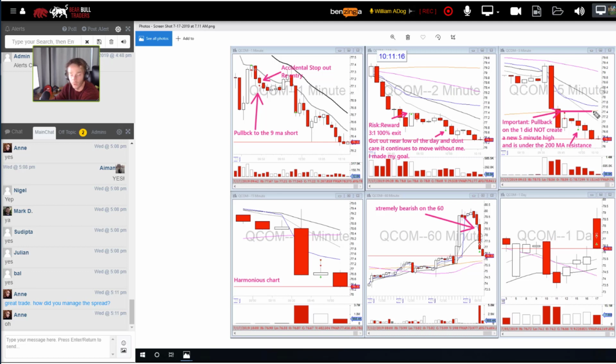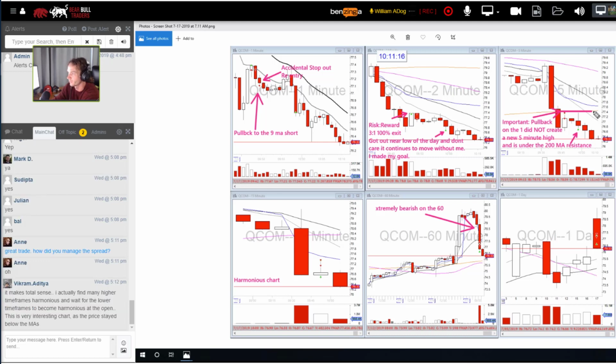Okay, there's a lot going on in that trade, but I really wanted to explain it because if you can buy pullbacks that don't trigger new 5-minute highs and are under a 5-minute incoming resistance like this 200, it's such a sure thing. It is interesting for QCOM, and I know it's rare when you get the harmonious chart downward after the big gap up, but I agree with you.